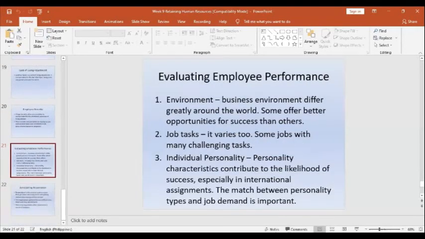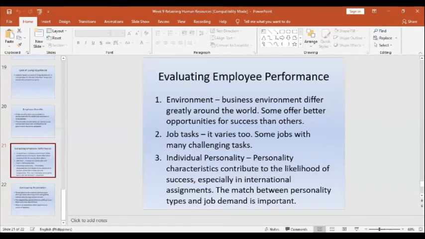So how do we evaluate the employee performance? We have three things to consider. First, the environment. We talk about global performance. The business environment is very important to evaluate performance, because it's a way to seek better opportunities on how to work with people. It's a matter of how we adapt to the culture, the policy of the company, and working with the people in the company.